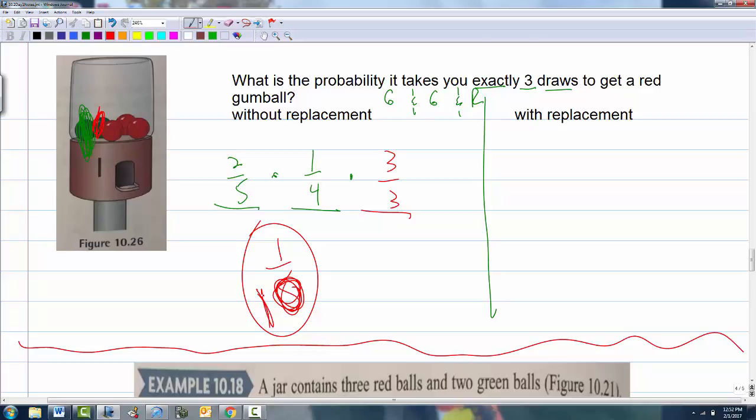Okay? Now, with replacement, very simple. What's my probability of getting a green on the first? 2/5. I put the gumball back. 2/5. You put it back again. What's the probability of getting a red on the last one? Only 3/5, because we have the 2 back in there. So that's why that one gets reduced. So you don't need the tree to actually figure it out, but you need to figure out, with or without replacement, what's left and what's not.